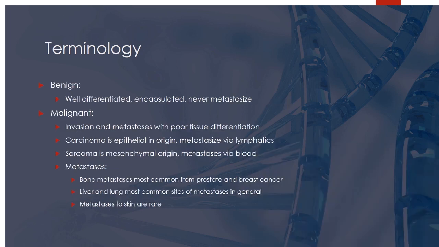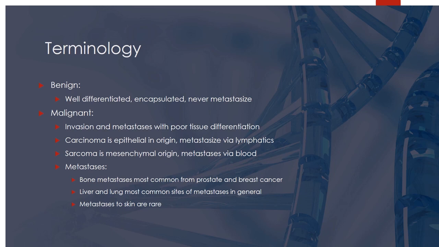So we talk about something being benign. We know it's well differentiated, it can be encapsulated, and it does not metastasize. Something is malignant on the other end. It invades surrounding tissues, it does have metastases, and it shows poor cell differentiation.